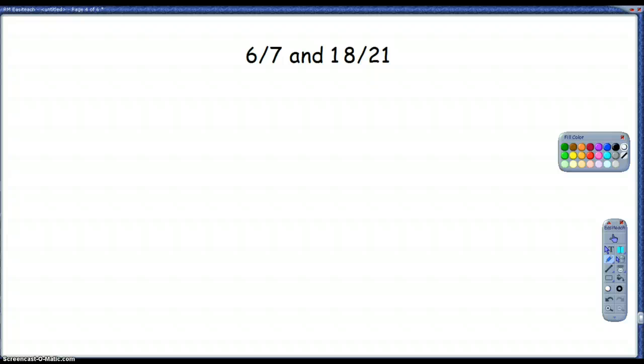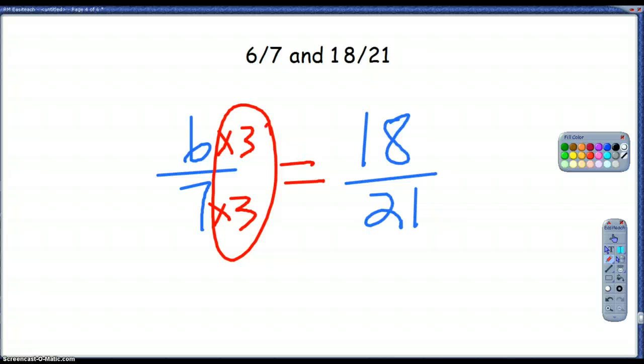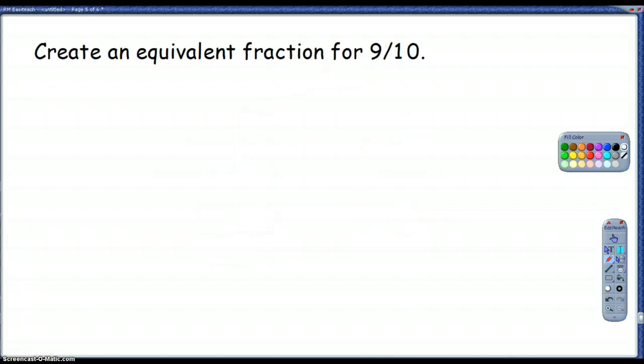So let's look at this one. 6/7 and 18/21. I'm looking to see if there's anything I can multiply the numerator by to make it equal to this numerator. And I could, times 3. And 7 times 3 equals 21 too. So these fractions are equal because I was able to multiply by the same amount for the numerator and denominator.